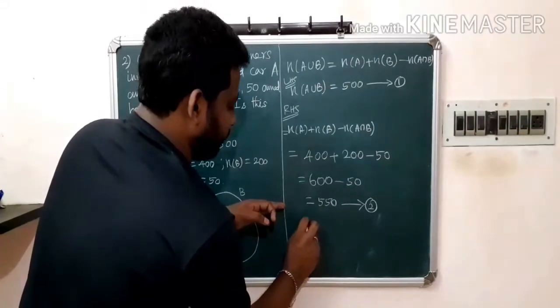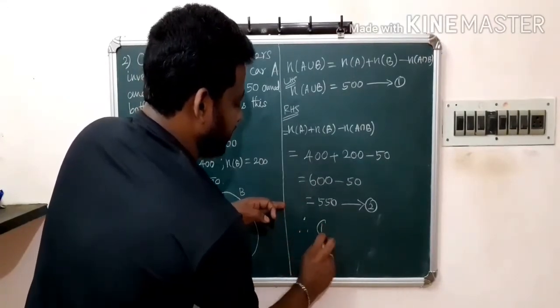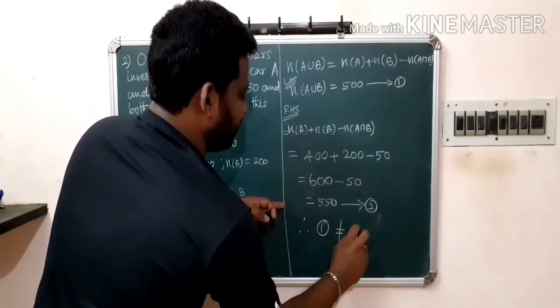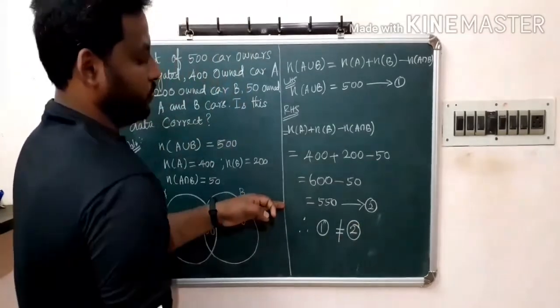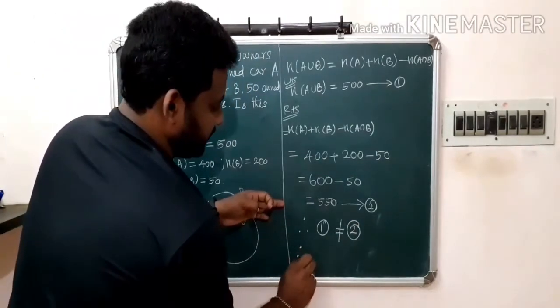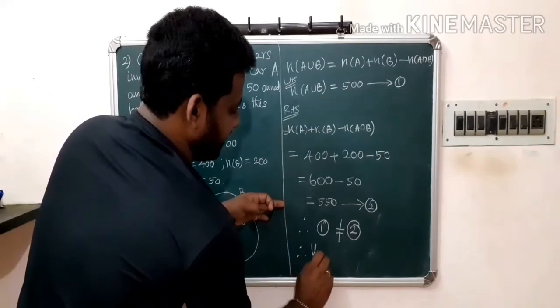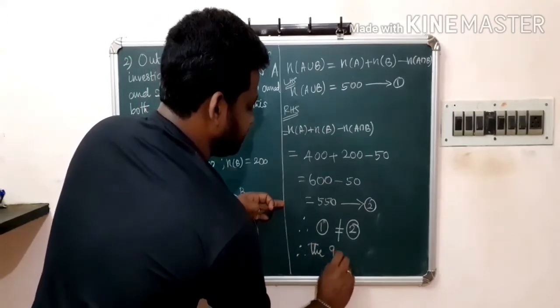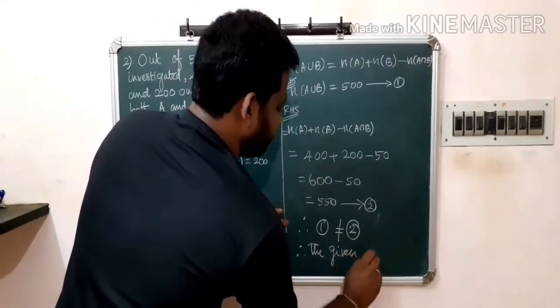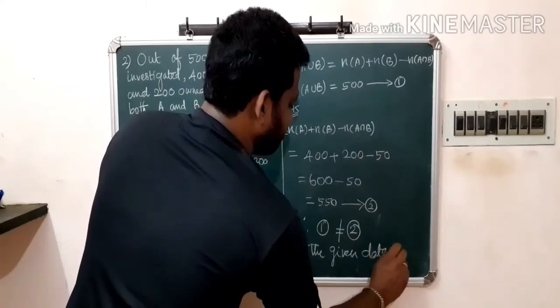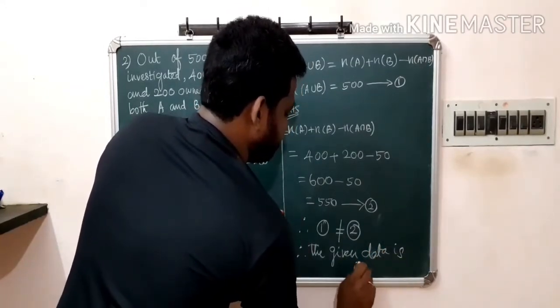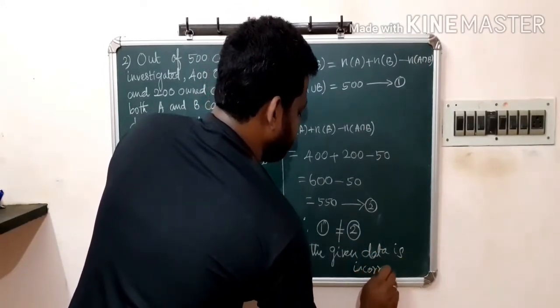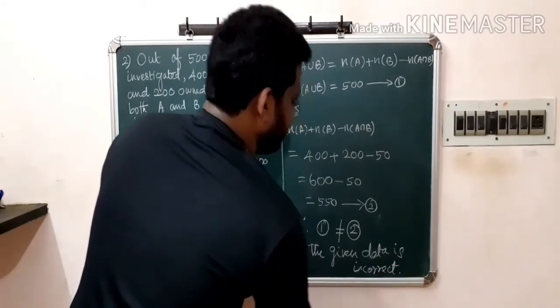So therefore equation 1 is not equal to equation 2. So therefore the given data is incorrect. Clear?